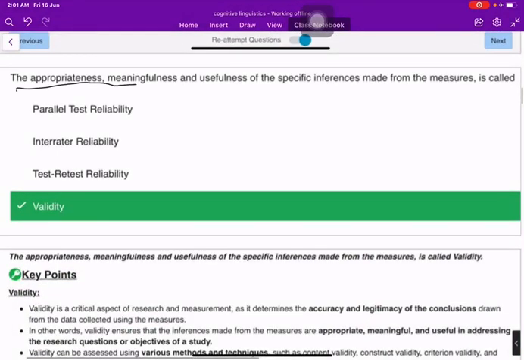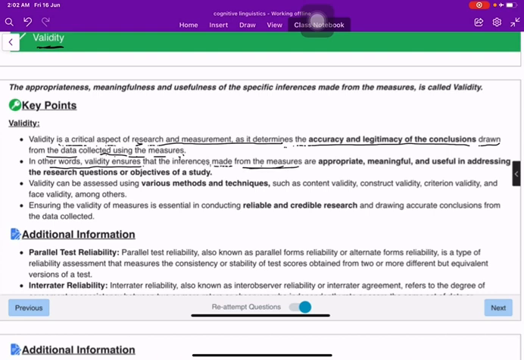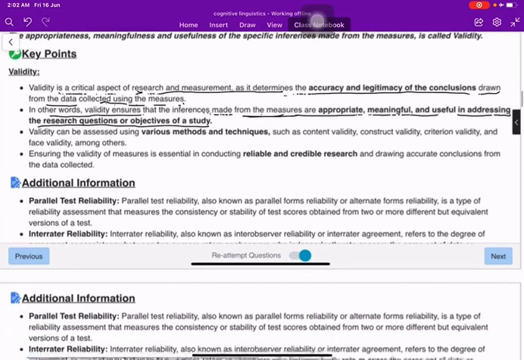Now, the appropriateness, meaningfulness, and usefulness of specific inferences made from the measures is called validity. Validity is a critical aspect of research and measurement, as it determines the accuracy and legitimacy of the conclusions drawn from the data collected using the measures. In other words, validity ensures that inferences made from the measures are appropriate, meaningful, and useful in addressing the research questions or objectives of study.